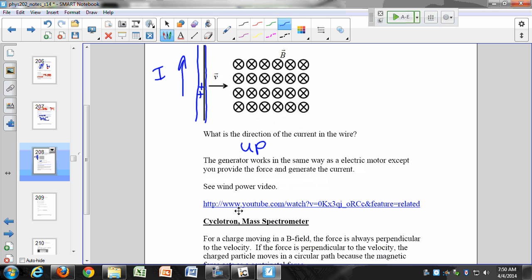So a generator works the same way as this. It's just like an electric motor, it's just the reverse.